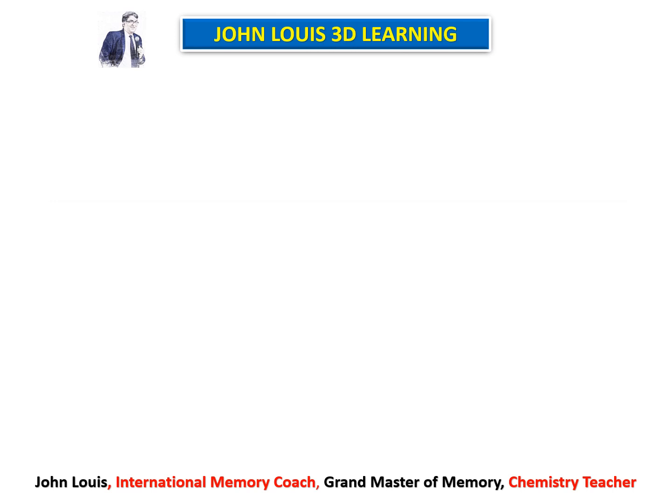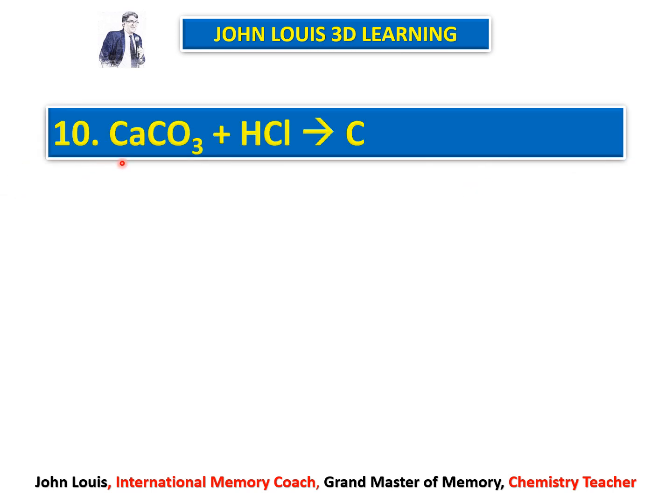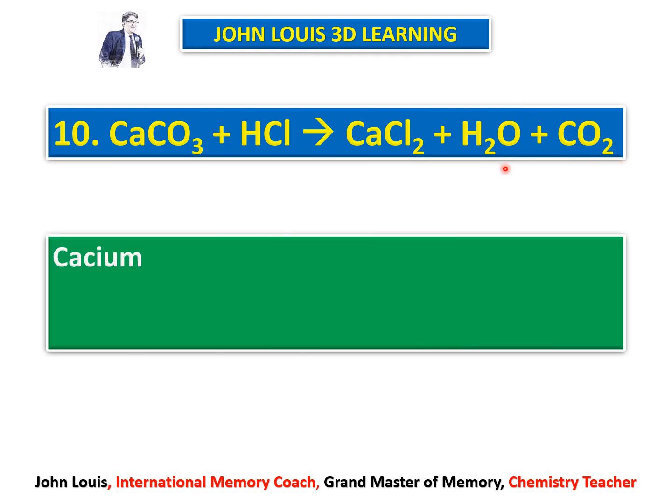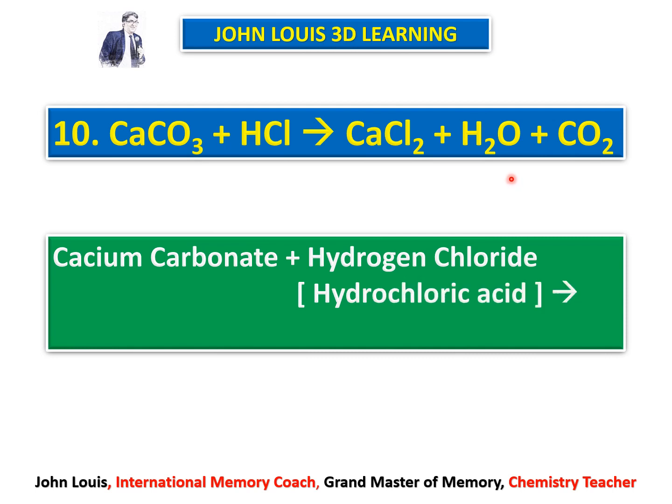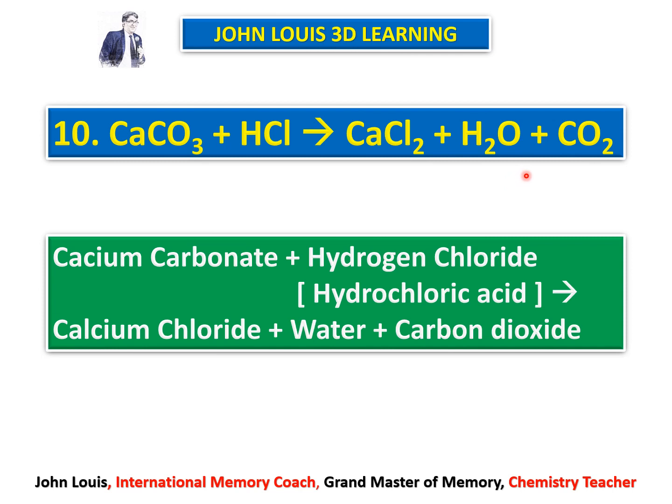Okay, the last one, calcium carbonate, CaCO3 plus HCl gives CaCl2 plus H2O plus CO2. What is CaCO3? Calcium carbonate. What is HCl? Hydrochloric acid or hydrogen chloride. What is CaCl2? Calcium chloride. What is H2O? Water. What is CO2? Carbon dioxide. Therefore the answer is calcium carbonate plus hydrogen chloride gives calcium chloride plus water plus carbon dioxide.